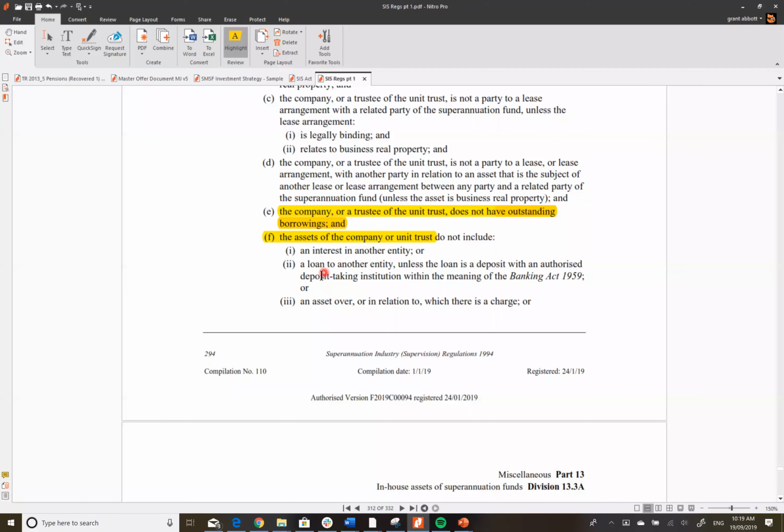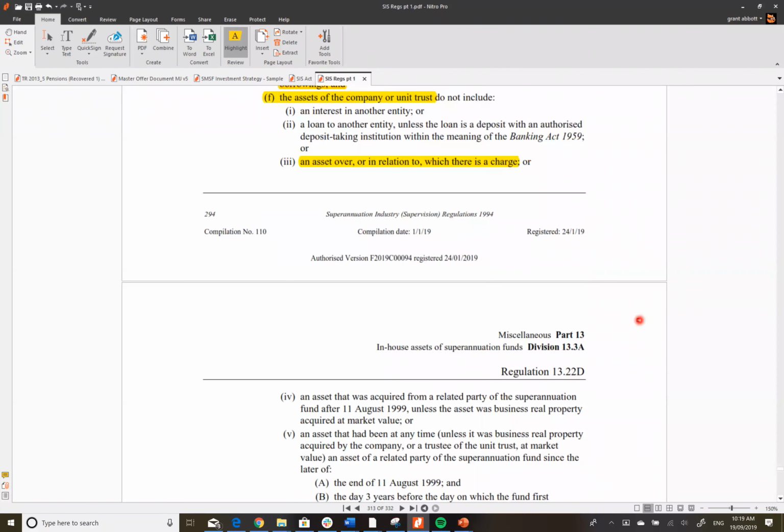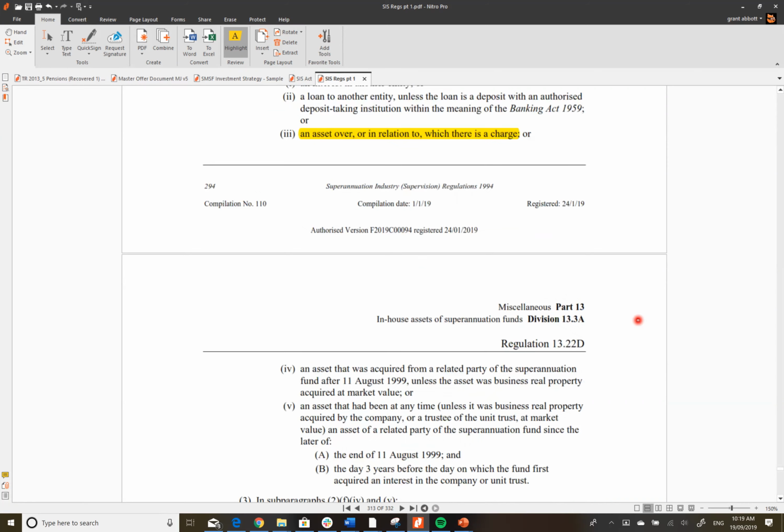It doesn't include an entity or a loan to another entity unless the loan is a deposit with an authorised deposit taking institution. For example, you could have a term deposit sitting there. Also, no asset over or in relation to which there is a charge. I'm going to come back and have a look at that a little bit later on. So you can't have a mortgage over any of the assets or any other charges.